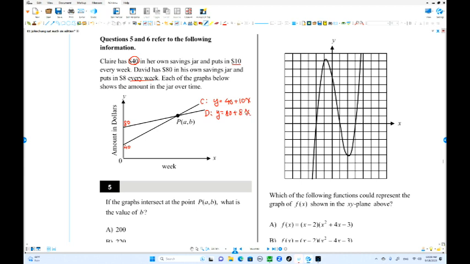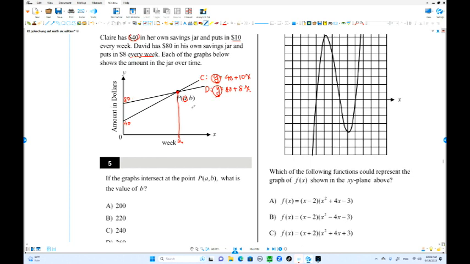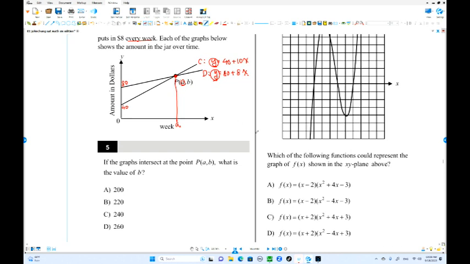This is David, y equals 80 plus $8 every week, so 8 times x. So if the graphs intersect at some value of x, after some weeks they have the same amount, this value of y, the total amount will be equal. So we're going to find the intersection over here. So 40 plus 10x equals 80 plus 8x. 10x minus 8x, that is 2x. Over here, 80 minus 40 is 40, okay? So x equals 20.